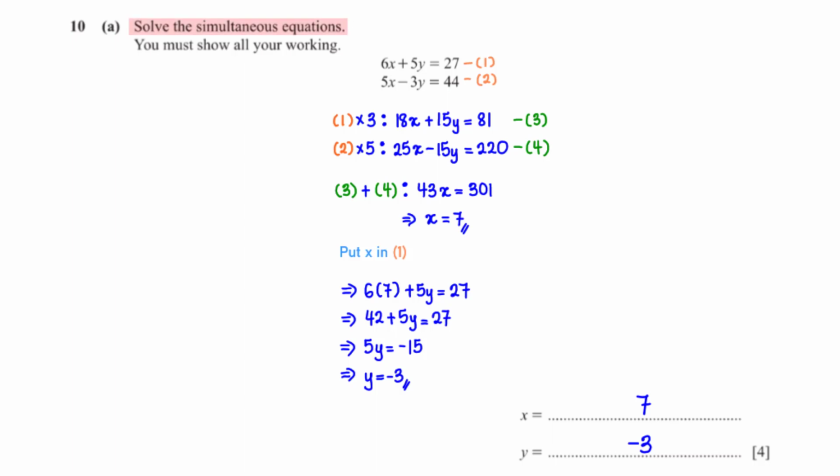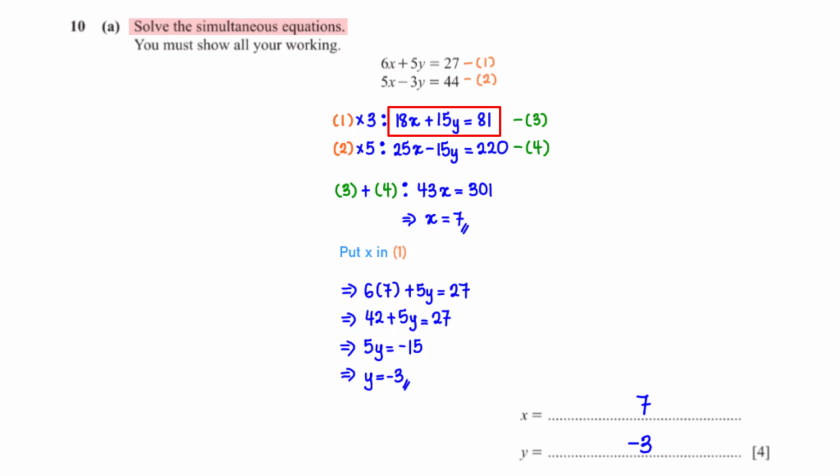Solve the simultaneous equations. You must show all your working. First, let's label the given equations. We will be using the elimination method. We want to eliminate y. So we multiply equation 1 by 3.